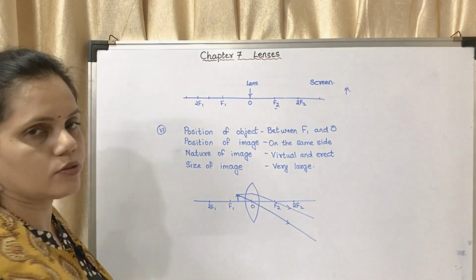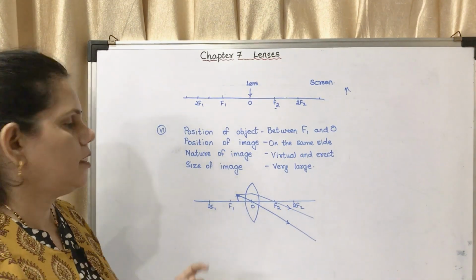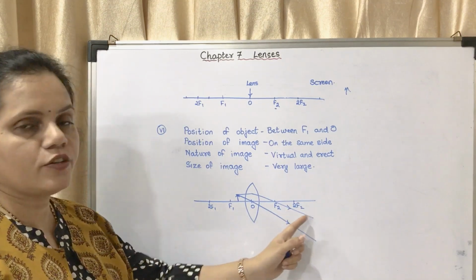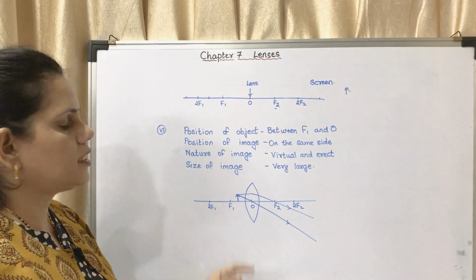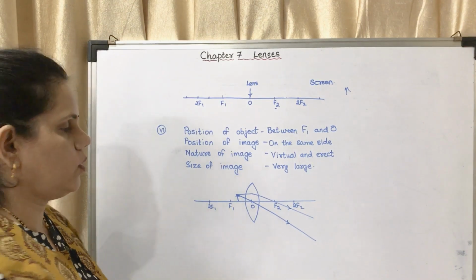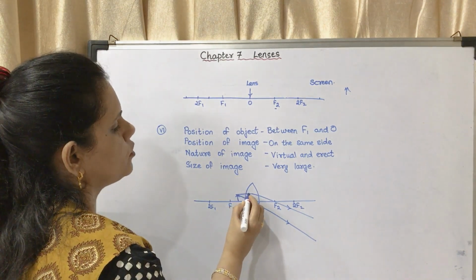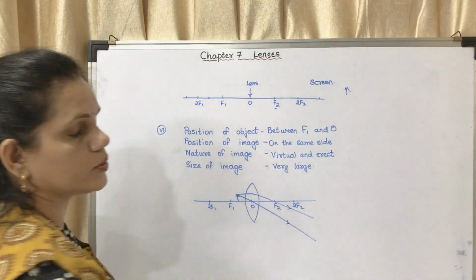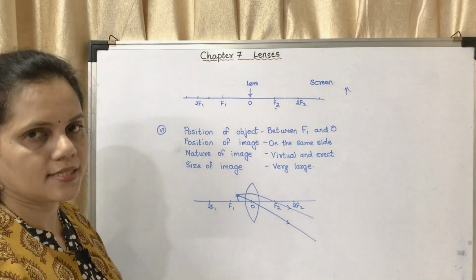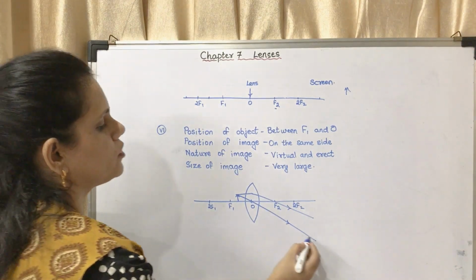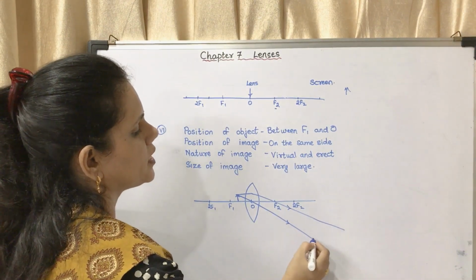First, again you have to draw this line, mark f1 to f1, f2 to f2 and O. You have to draw the lens. The object is in between f1 and O. The first ray passing parallel to the principal axis passes through the focus. The second ray passing through the optical center. Now what you have to do, these both will go straight like this.